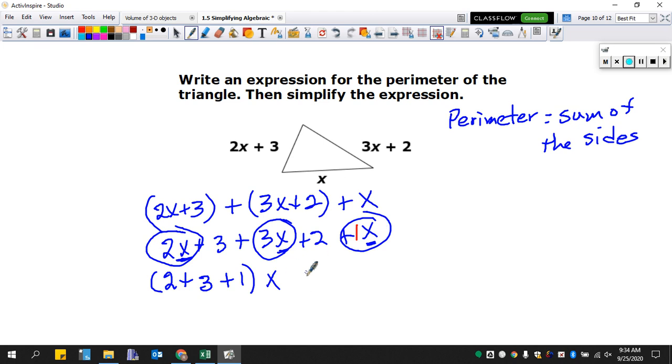Okay? And then we're going to say plus, and then we're going to add our constants, which are 3 plus 2. That's here and here. All right, so 2 plus 3 plus 1 is 6x, plus 3 plus 2 is 5. So the simplified expression for the perimeter of this particular triangle is 6x plus 5.